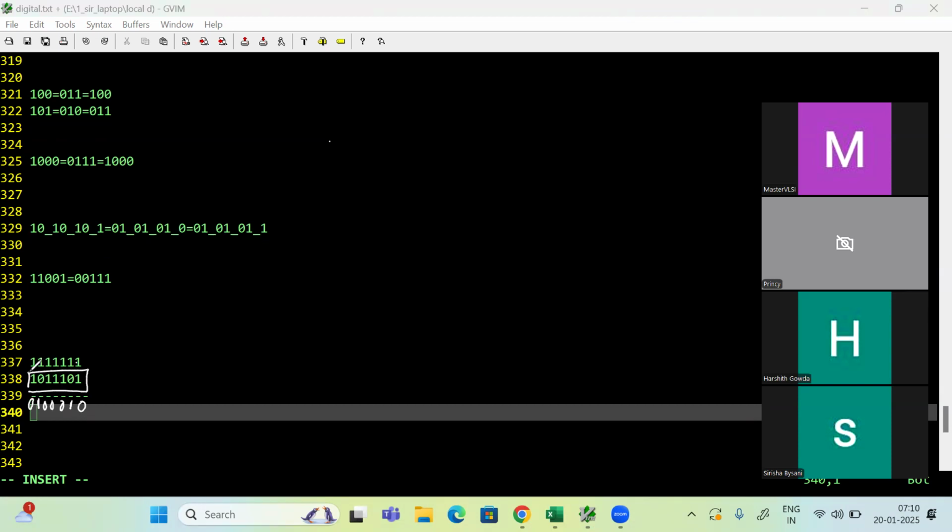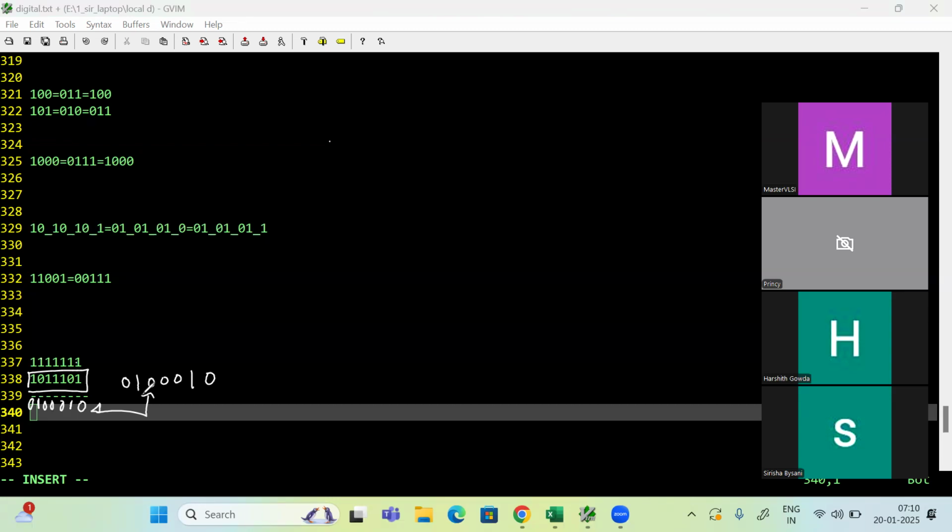Take this number. Can you tell me the one's complement? Tell me what the one's complement is. 0 1 0. What is that? Correct, sir? What is the difference? What is the difference? So what is the learning you got? How are you doing the one's complement?